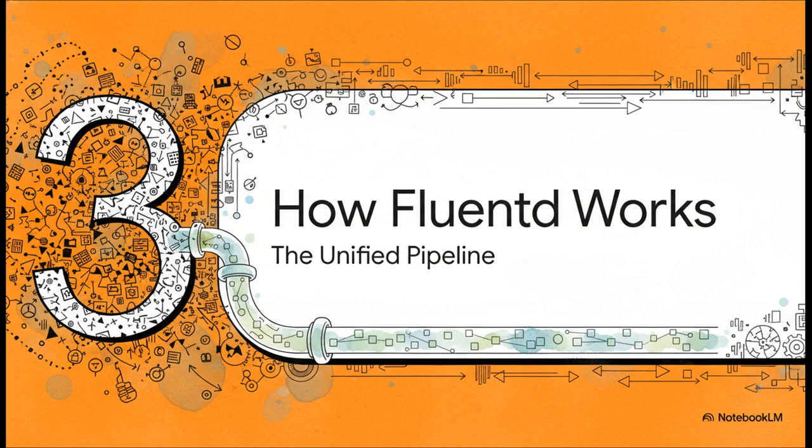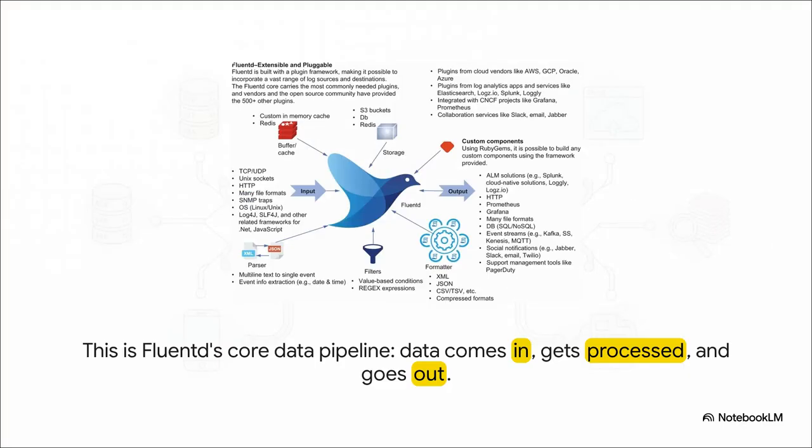So, how does FluentD actually do it? How does it bring order to all that chaos? Well, the core idea is beautifully simple. It creates a reliable pipeline for all of that data to flow through. This diagram pretty much shows you the whole process at a high level. You've got data coming in from all these different sources. Then FluentD does its thing right there in the middle, and then it sends that nicely processed data out to its final destination. Let's break down each of these three stages.